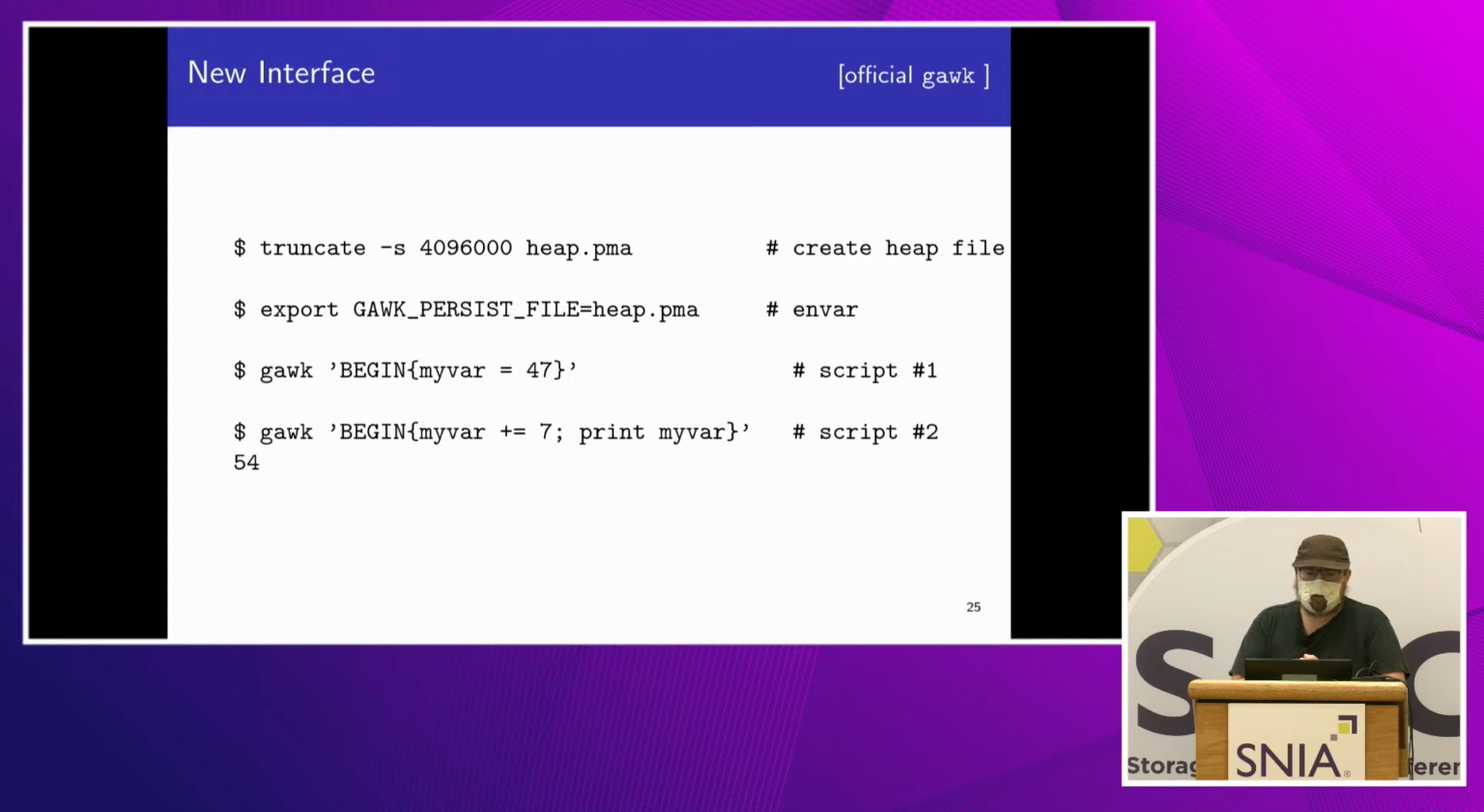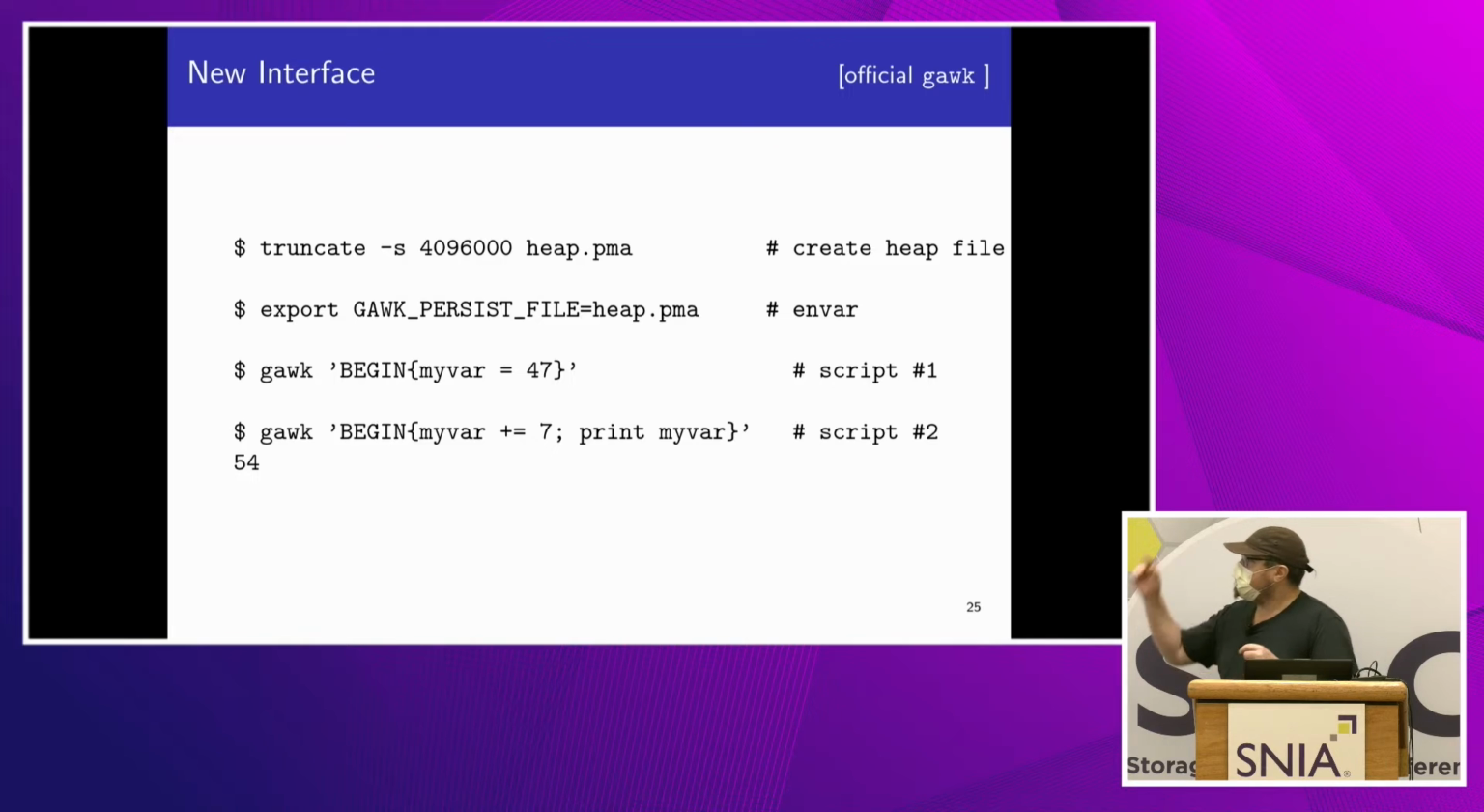Our persistent memory gawk prototype activated persistence by passing the name of a heap file via a command line option. Official PM gawk activates persistence by passing a heap file via an environment variable. The effect is the same. As long as persistent memory gawk can find the name of a heap file, it remembers script-defined variables in a persistent heap, which can be passed between unrelated scripts.